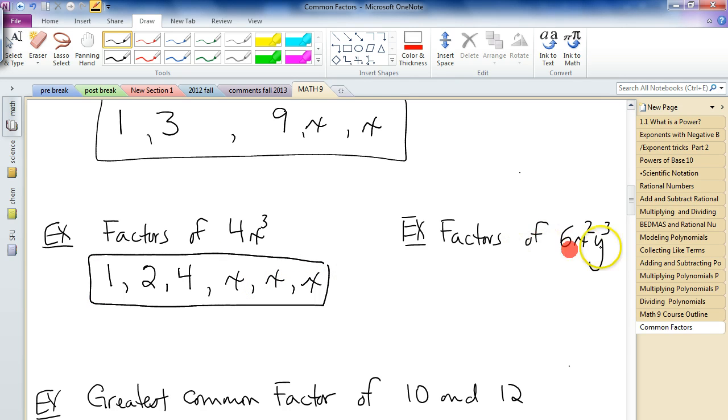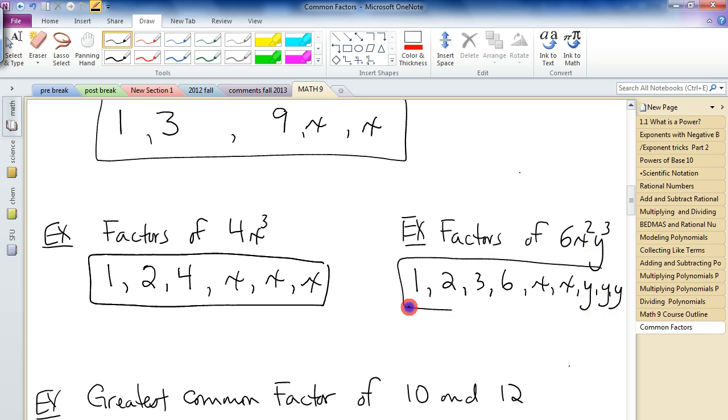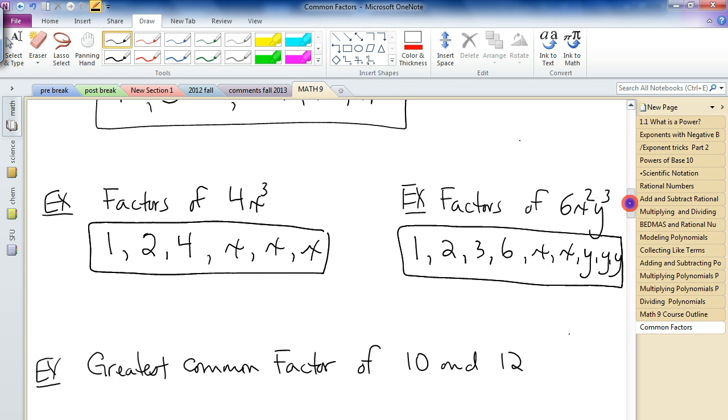How about the factors of this: 6x squared y cubed? Well, what are the factors of 6? 1, 2, 3, 6. And x squared is made up of x times x. And y cubed is made of y times y times y. There are your factors of 6x squared y cubed. There you go. Building up here.